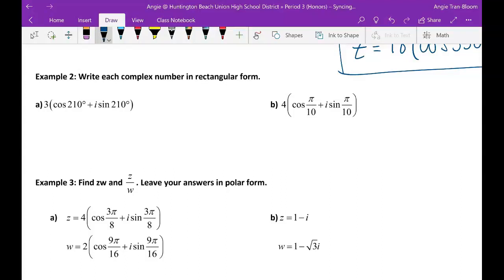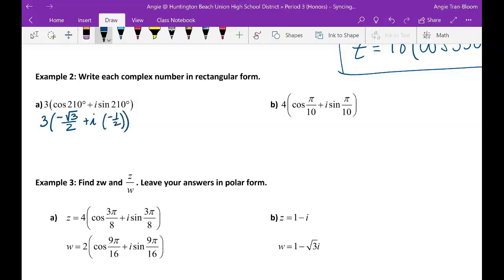it's going to be a lot easier than what you think. So first, we will write the 3 down because that's the radius. Cosine of 210. 210 is in quadrant number 3. So cosine in quad 3 is going to be negative radical 3 all over 2. And then we're going to drop down your i, okay? Sine of 210 in quad 3 is negative 1 over 2.